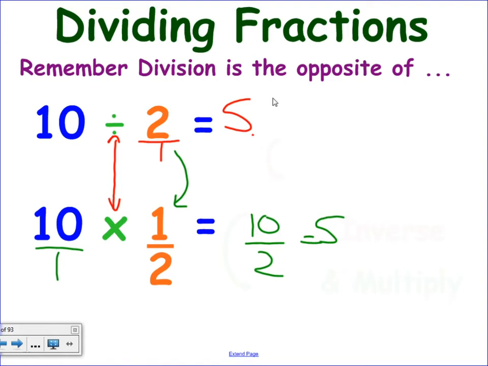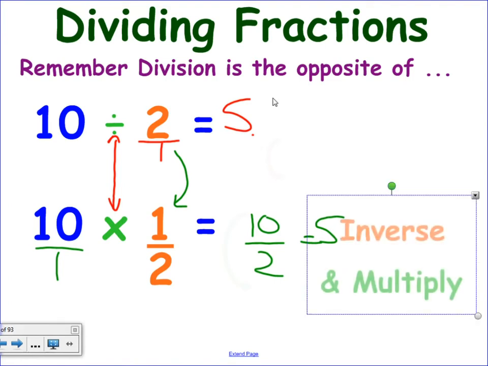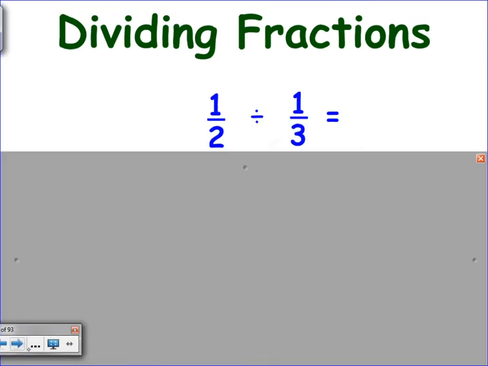So this process here of flipping the sign and flipping the fraction is known in maths terms as inverse and multiply, which is how we divide fractions. Okay? So I showed it to you with a whole number and a whole number, and it applies to fractions. So let's take it to that next stage. I've got a half and I'm dividing it by a third.